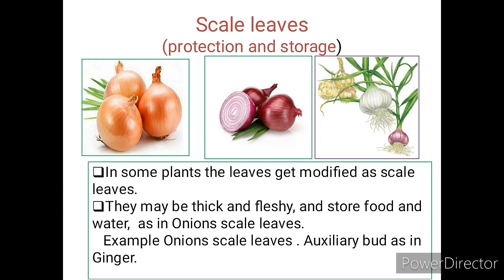Next come to the scale leaves. This type of leaf modification can be involved in storage of food. A very common example of this type of modification is the onion. Here food is stored in the leaves. The leaves become fleshy and juicy due to the storage of water and food materials in them.